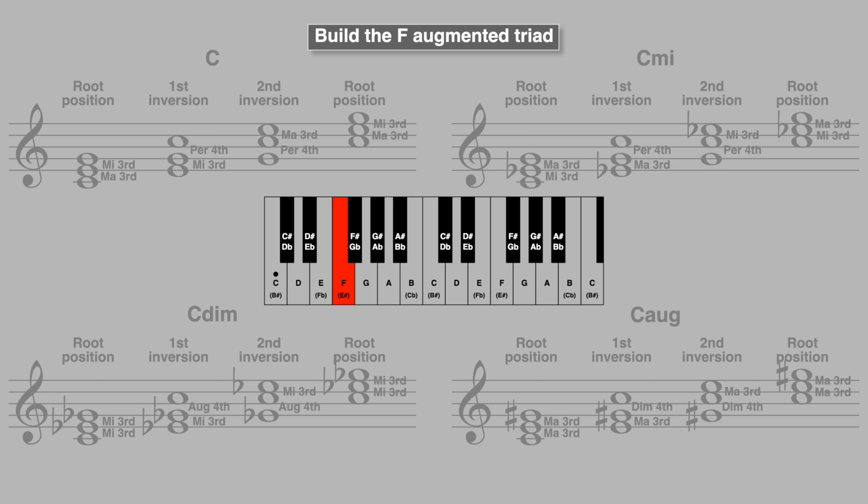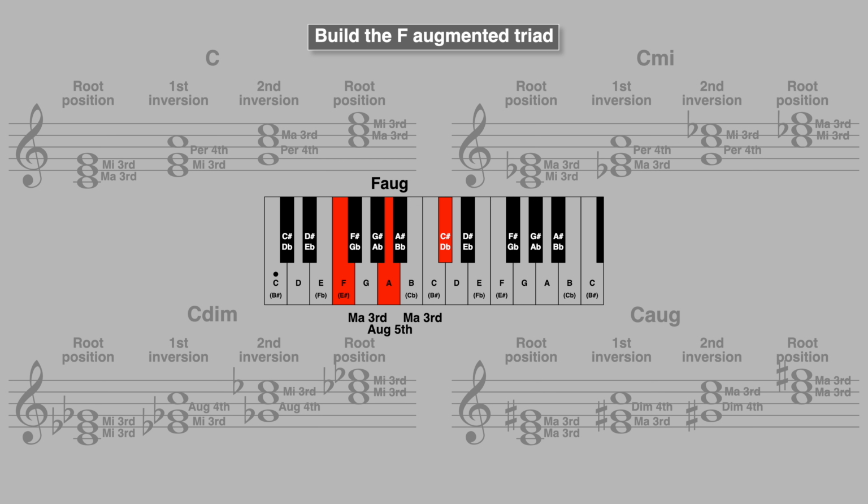To build an augmented triad, we need a major third interval from the root up to the third. This gives us A as the third of the chord. From here, we need a major third interval up to the fifth of the chord. And so we get the note C sharp as the fifth of an F augmented chord. Now, there's 8 half steps from the root up to the fifth of the chord. This equals an augmented fifth interval.